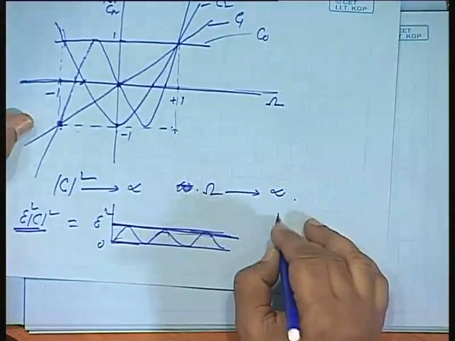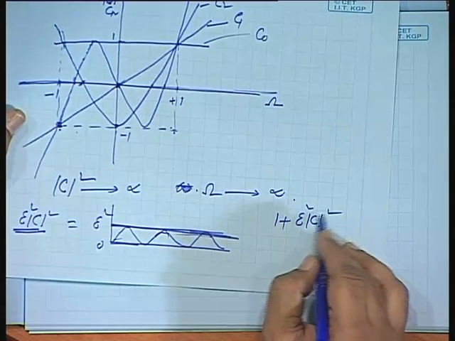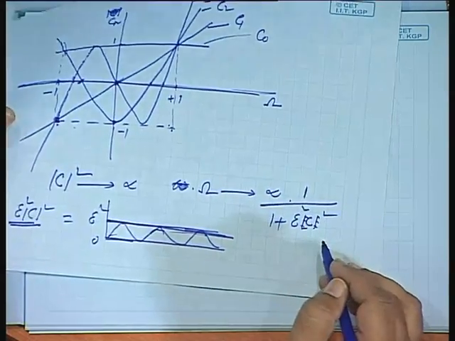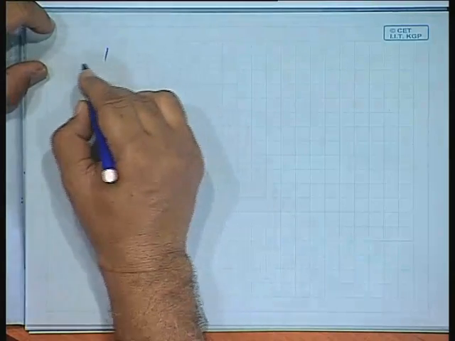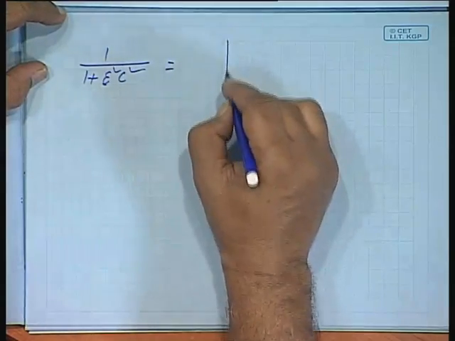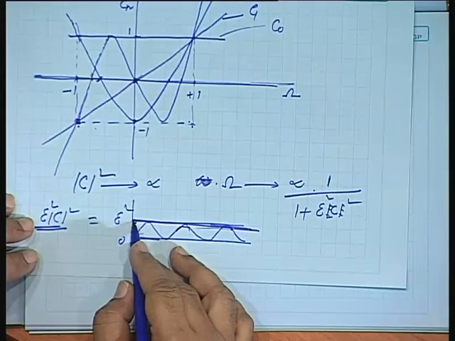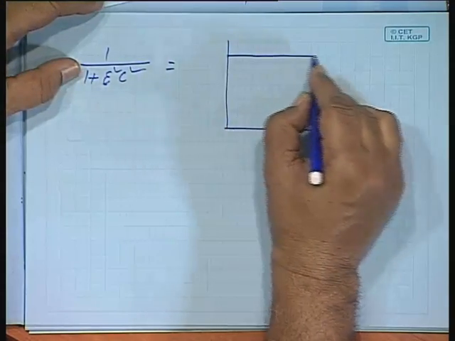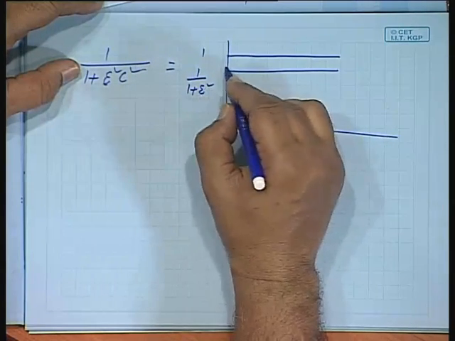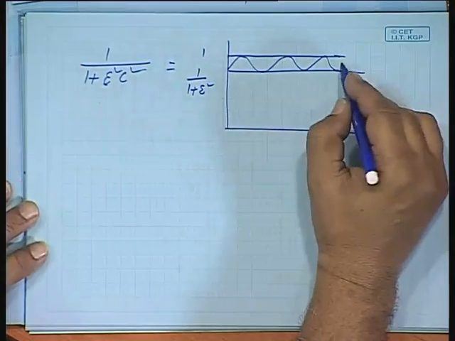So what will be 1 plus epsilon square magnitude c squared? Once you square it, you need not put the magnitude. 1 over this, what will it look like? 1 by 1 plus epsilon square c squared. Its maximum value is 1, and its minimum value is 1 by 1 plus epsilon square. So it will be alternating between 1 and 1 by 1 plus epsilon square, depending on the order.